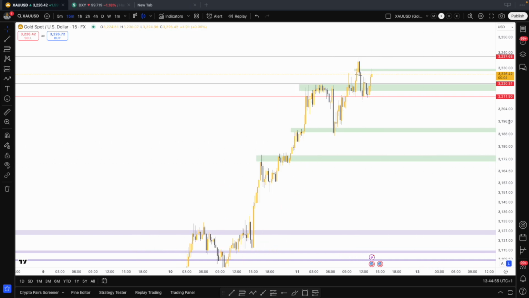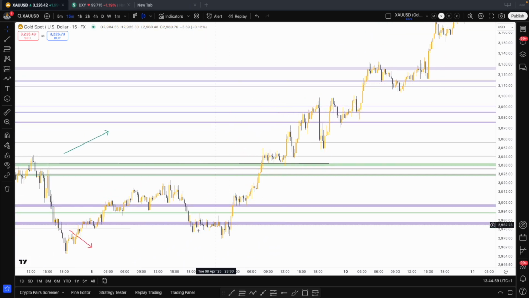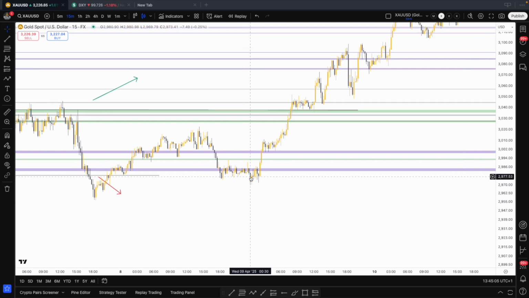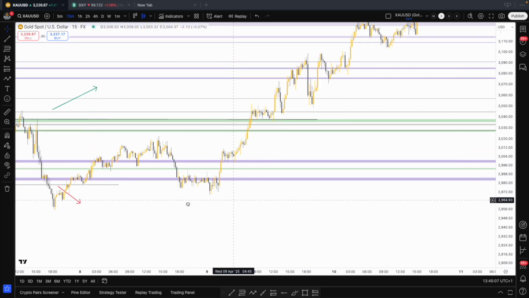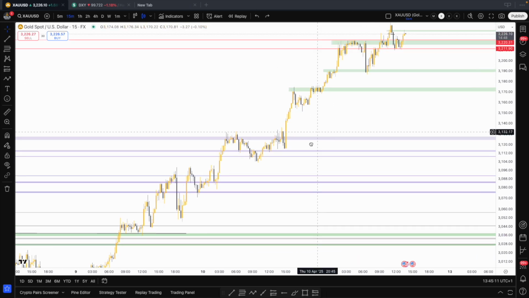So yeah, it's been a pretty cool week for gold. As you can see, we started this bullish move realistically here on about Wednesday, Asian session, and since then we have seen a complete bullish market.